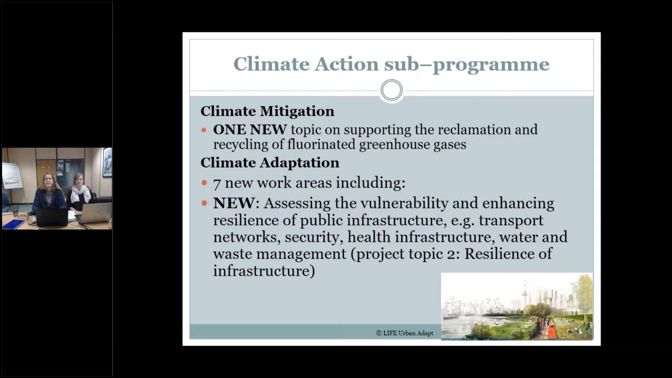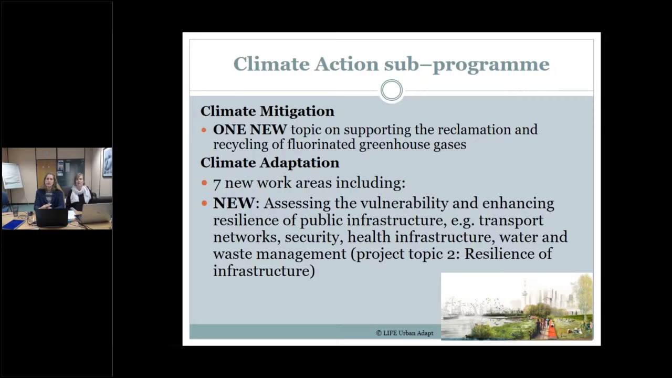I will now move on to the climate action sub-program. And as I've already said at the beginning, the climate action guidelines have changed the most within the 2019 call, and the Commission has included 10 new project topics. The overarching goal of the climate action program is still to assist the delivery of the 2015 Paris Agreement, and during the evaluation phase, projects can gain an additional 25 bonus points within the EU added value criterion if the project contributes to the implementation of the Paris Agreement.